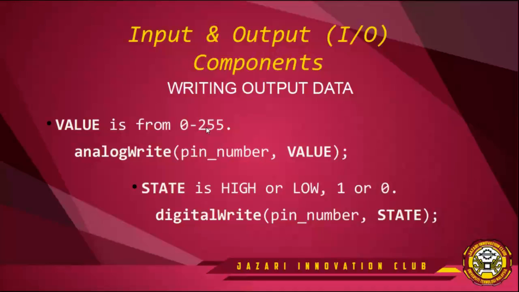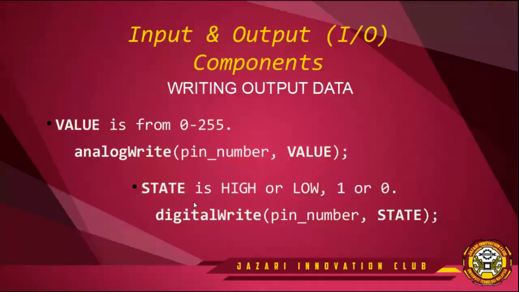So let's say the component doesn't support 0 to 255. Let's say 0 to 1024, something like that. So you need to do a calculation to map the value. Let's say 100 of 1024. What is the value between 0 and 255? Okay, you need to do some calculation there, so that you can use the value in the range 0 to 255 inside the value section here. Okay, so this is how you write output data for an analog component.